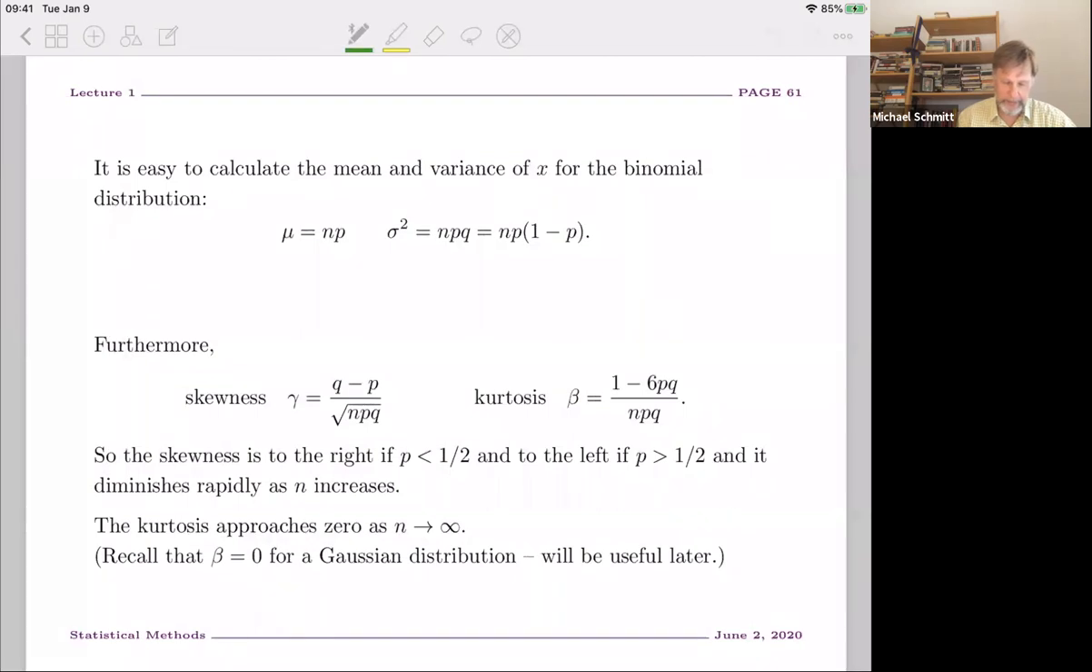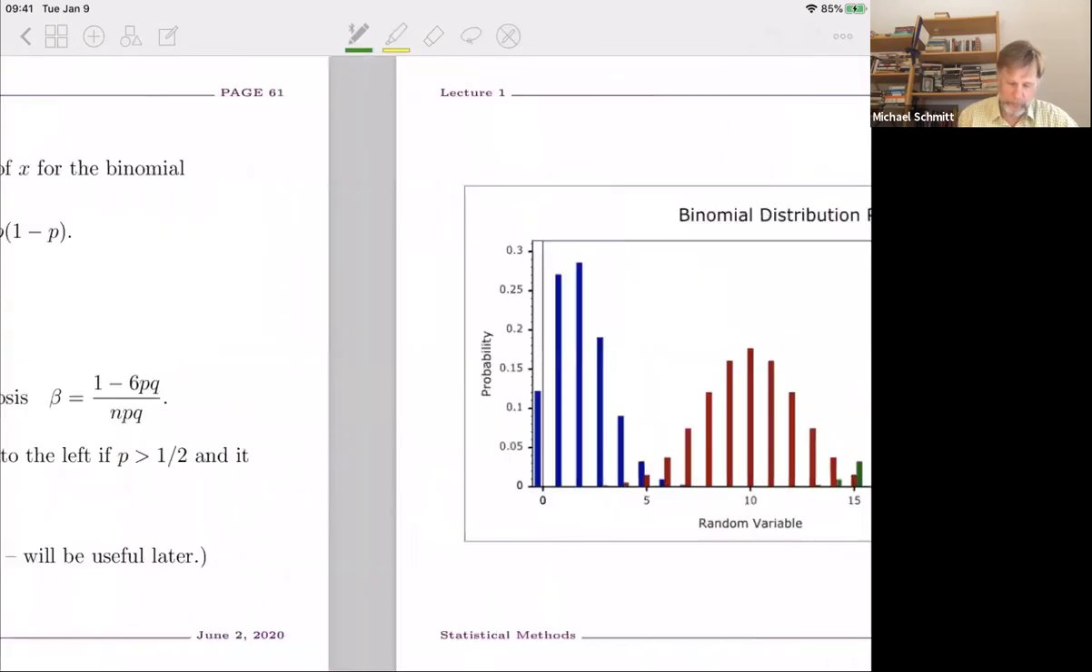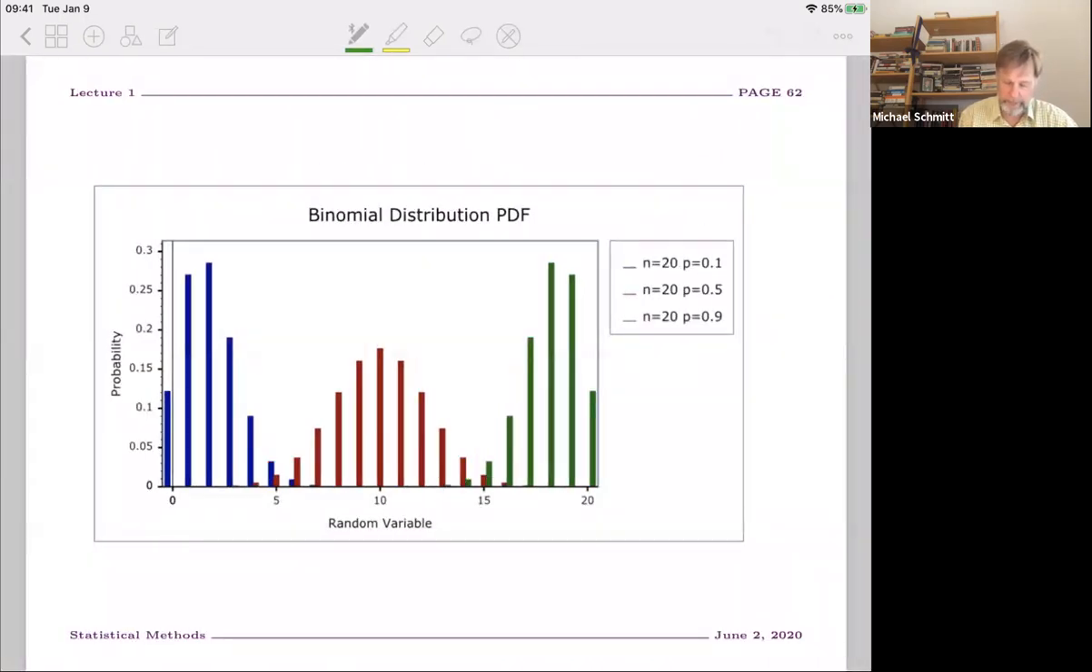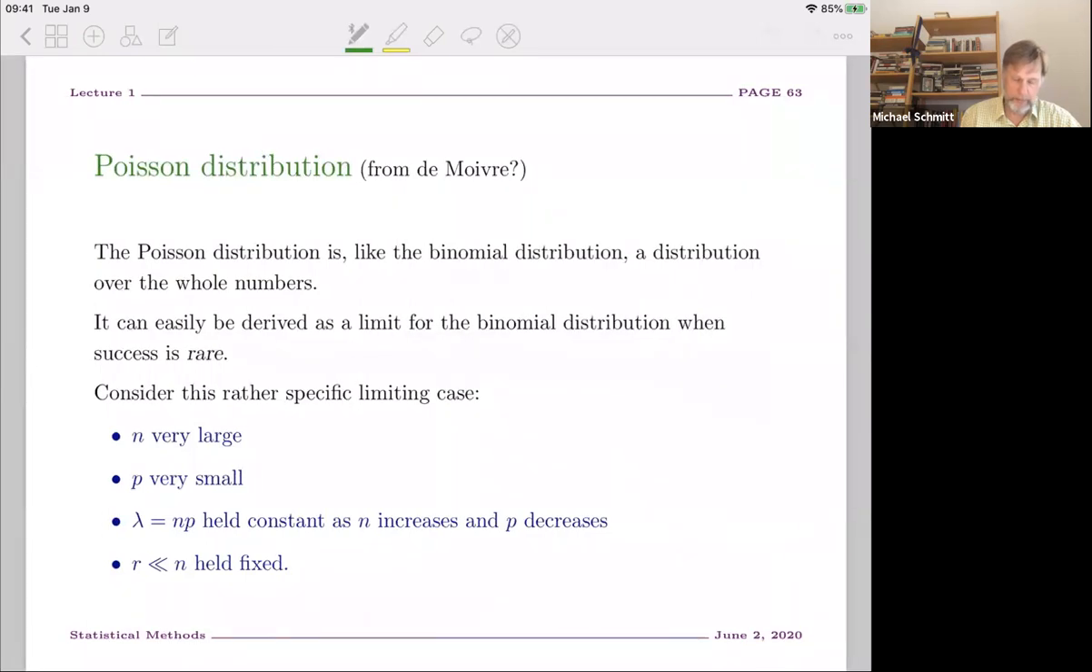All right, anyway, I want to move on. These are examples of binomial distribution. The blue ones here have a relatively low value for p of 0.1. The red has a value of 0.5. The green has a probability value of 0.9. So you can see that the mean does correlate with the value of p. Okay. All right. Poisson distribution can be derived from the binomial distribution.